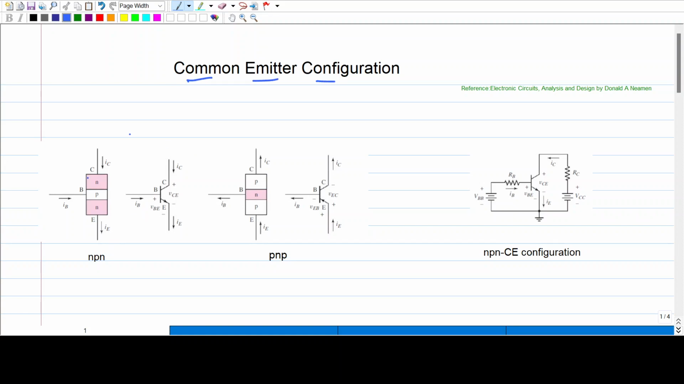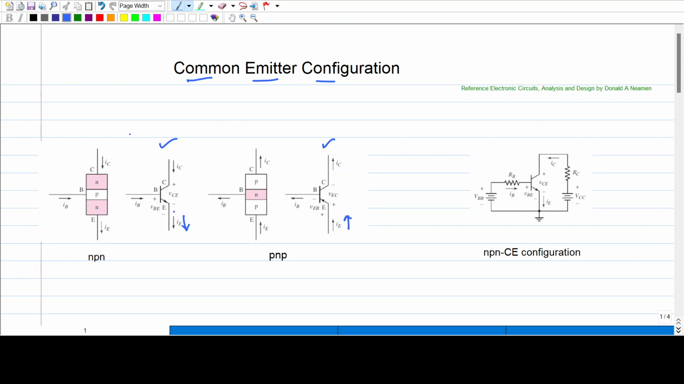Here we can see the symbol of NPN transistor and PNP transistor. The main thing you can notice here is the direction of the emitter current. In NPN transistor, you can see the arrow mark is pointed outwards. The direction of emitter current is out from the transistor. In a PNP transistor, direction of emitter current is inside towards the transistor.